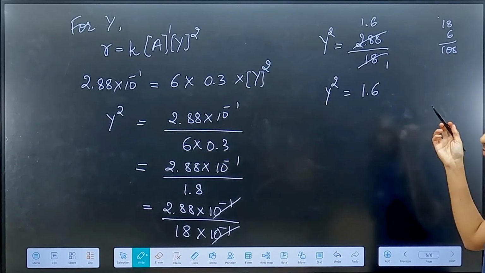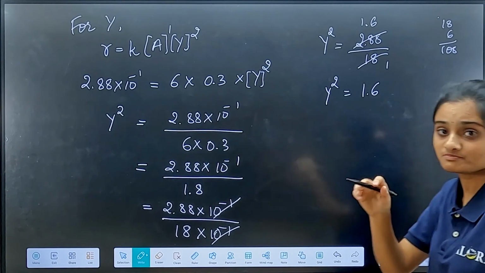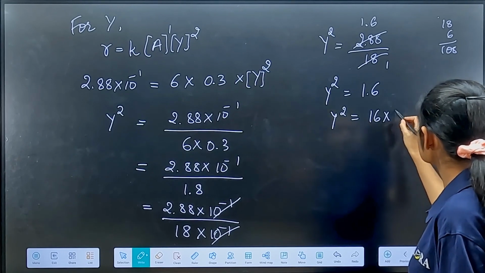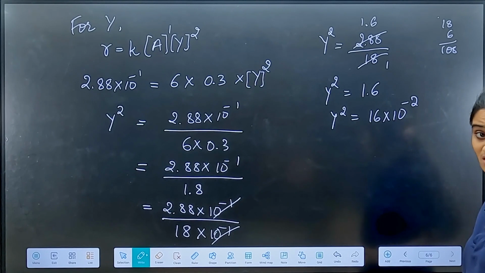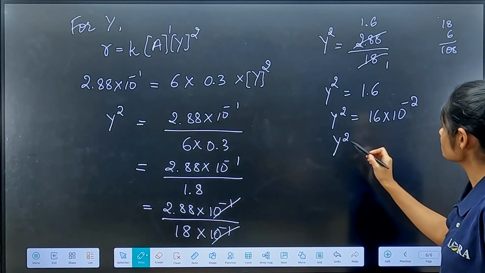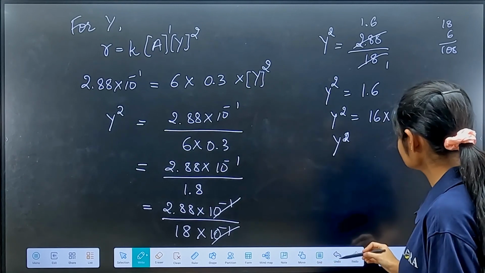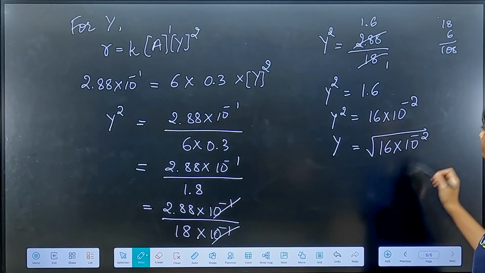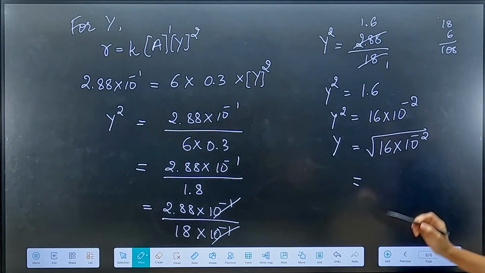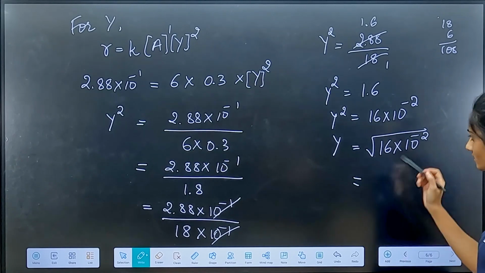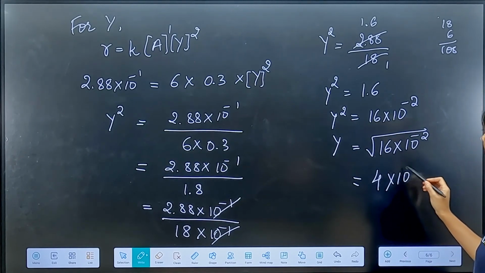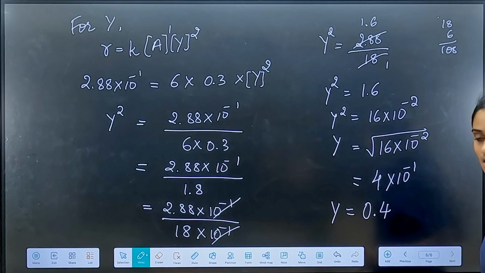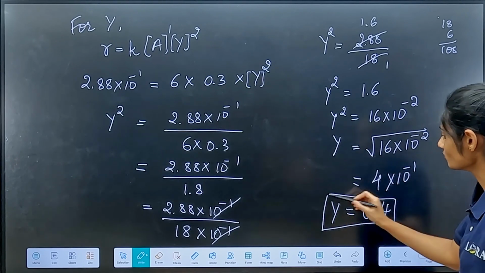So instead of writing it 1.6, I will convert into a whole number. Sorry, I'll convert it into a square number. So y square is equal to 16 into 10 to the power minus 2. Correct? Yes. So now y is equal to root of 16 into 10 to the power minus 2. So when we remove the 16 out of the square bracket and 10 to the power minus 2 out of the square bracket, we get 4 into 10 to the power minus 1. So y answer is 0.4. So now we got y answer as 0.4.